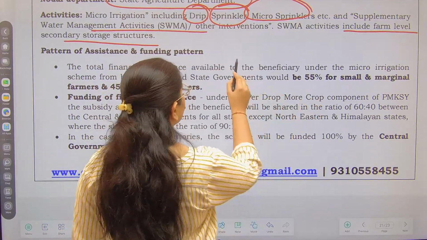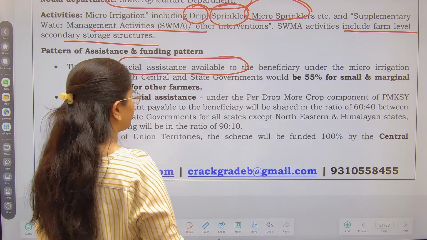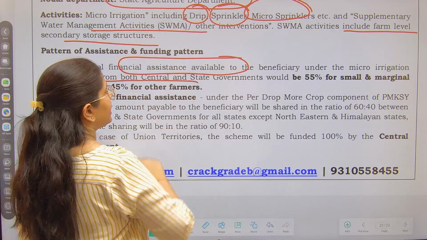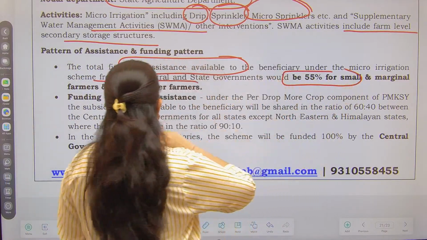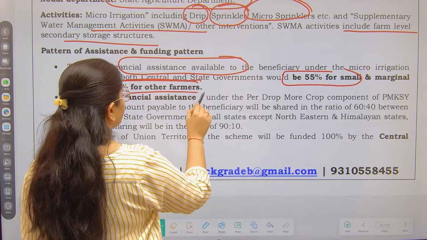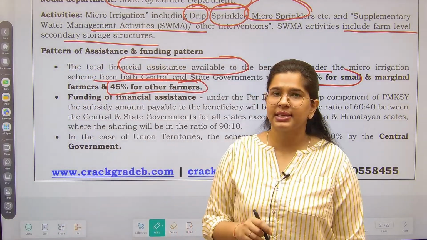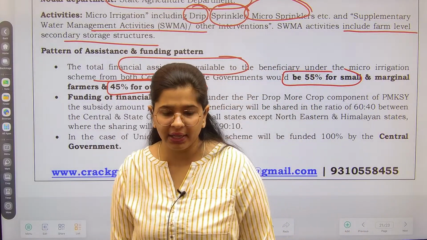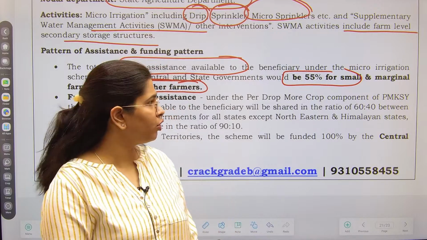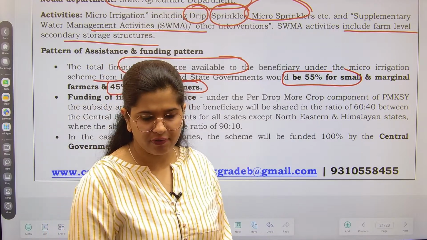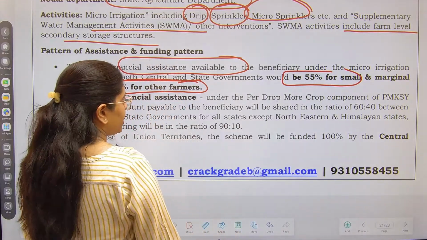The total financial assistance which is available to the beneficiary under micro irrigation is from both the central and state government. 55% will be for small and marginal farmers and 45% for the other farmers. Small and marginal farmer status is decided on the basis of the land holding that they have. If you have a small piece of land, then you will be categorized in the small and marginal farmer category.